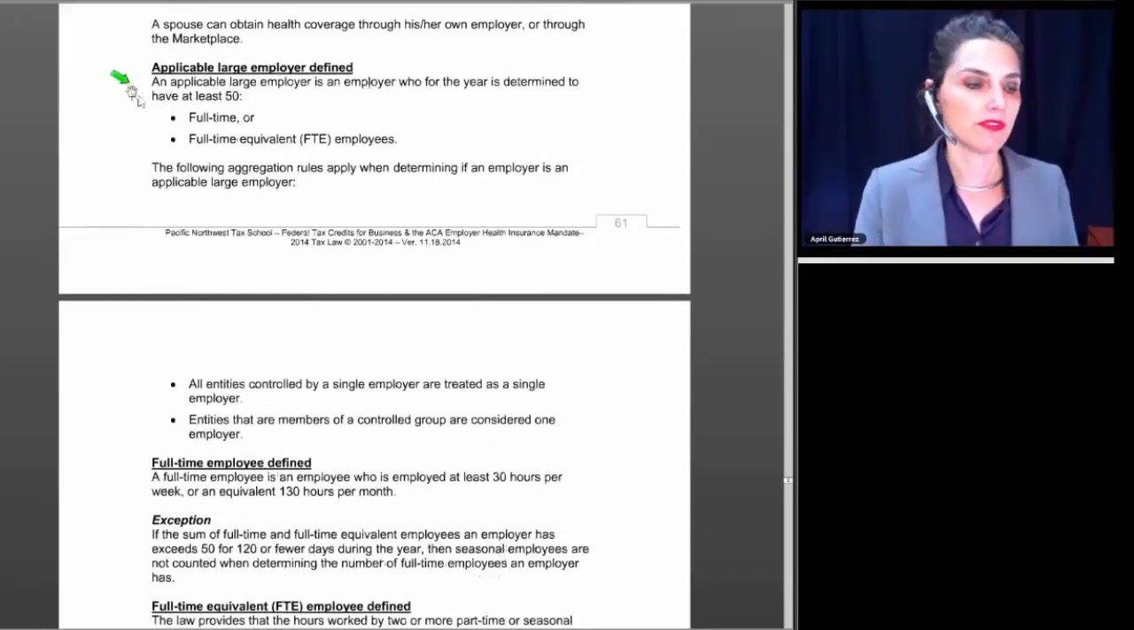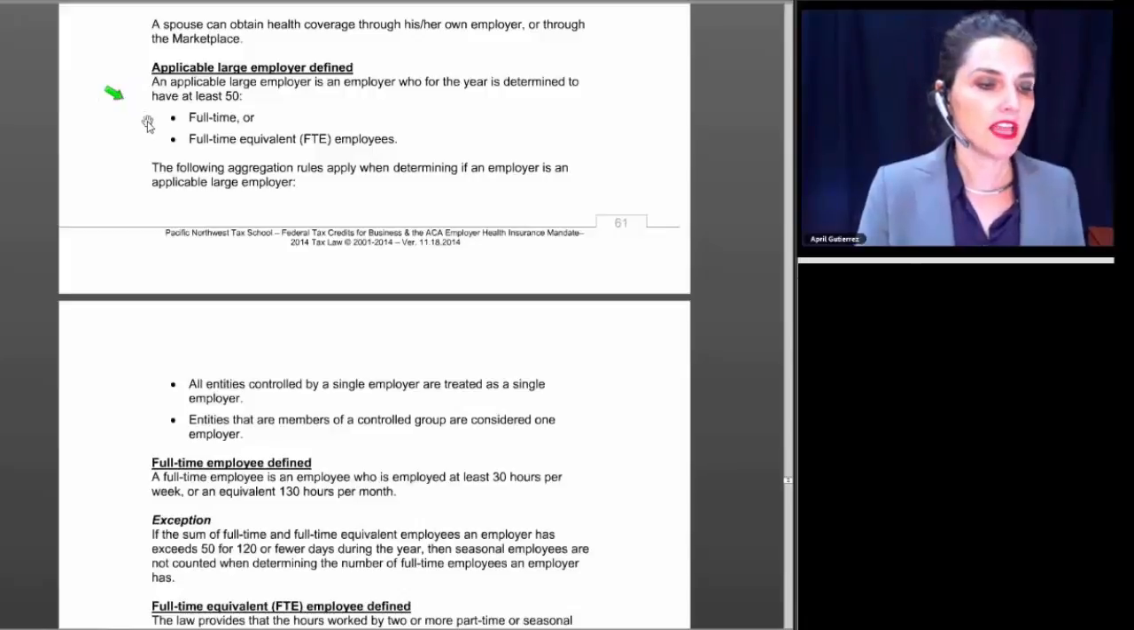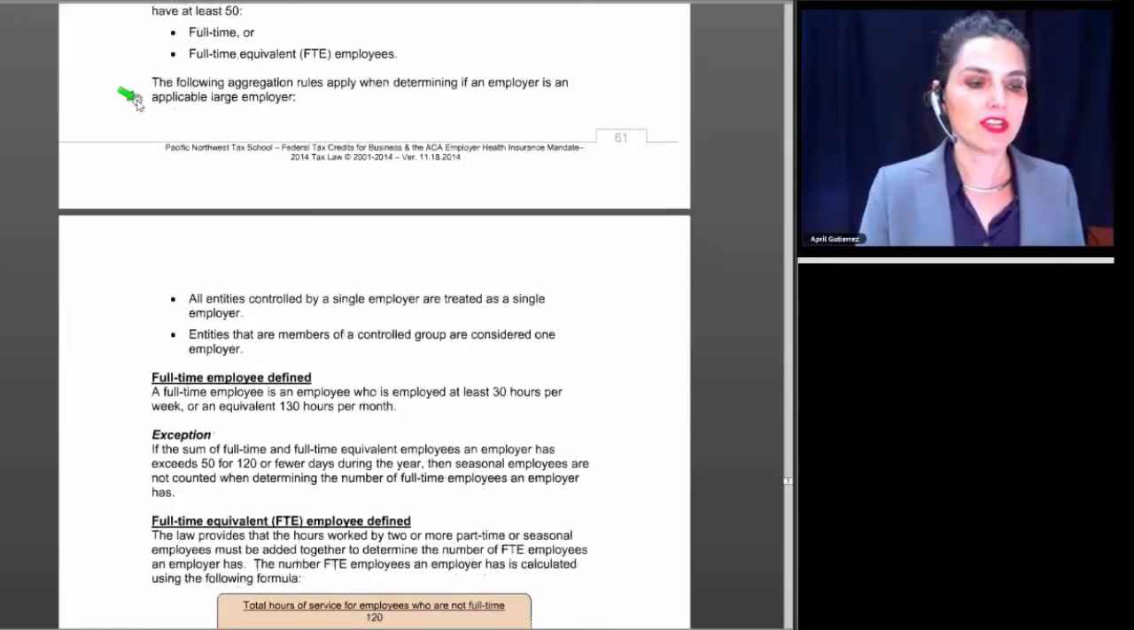Applicable large employer defined. An applicable large employer is an employer who, for the year, is determined to have at least 50 full-time or full-time equivalent employees. The following aggregation rules apply when determining if an employer is an applicable large employer.